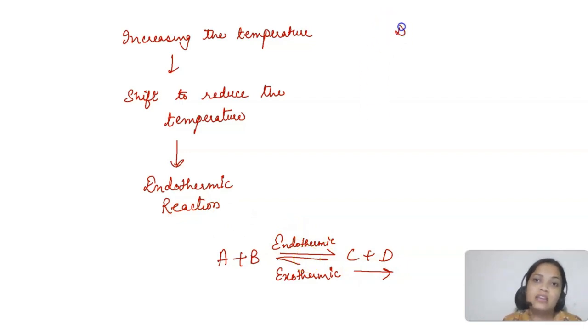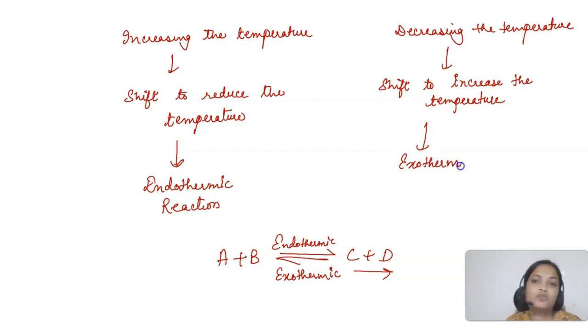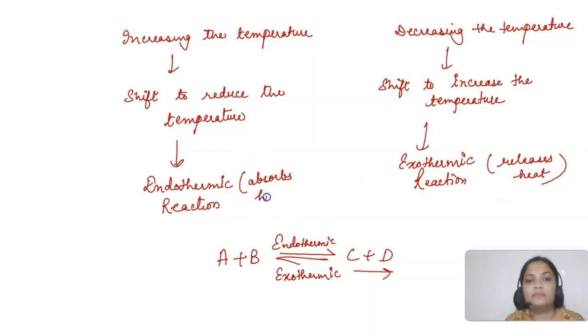Okay, similarly if we are decreasing the temperature, all right, so decreasing the temperature, अब system क्या चाहेगा? It wants to shift in a direction to increase the temperature. All right, so system wants to increase the temperature, and that temperature increase कब होगा? When the system will shift in the direction of exothermic reaction, because exothermic reaction is the one that releases heat. Please note that also. And here it absorbs heat. अगर वो heat absorb कर लेगा तो temperature low हो जाएगा, right?